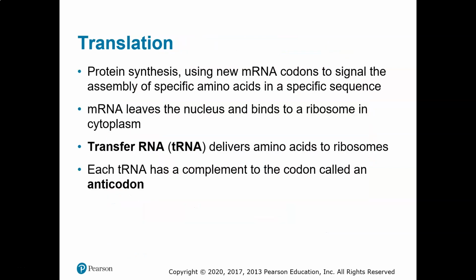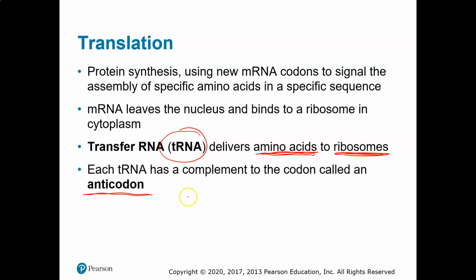That's transcription. Translation occurs when the messenger RNA is used to code for the specific amino acids that form the protein. The amino acids are delivered to the messenger RNA, which is attached to the ribosomes. So the amino acids are delivered by transfer RNA. Transfer RNA contains an anticodon that is complementary to the codon in the messenger RNA.